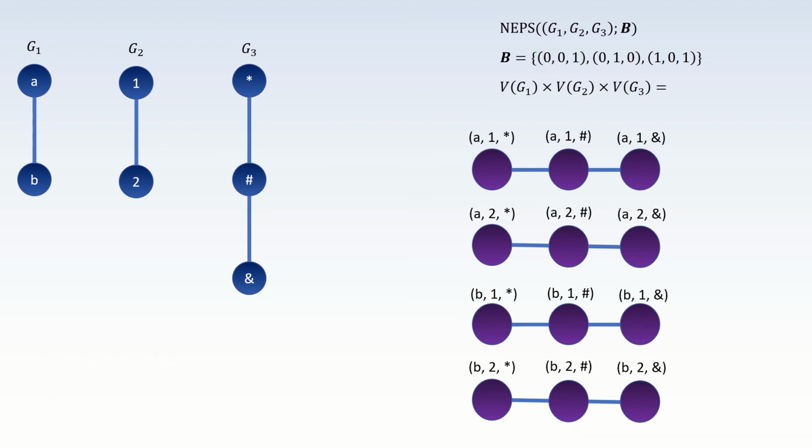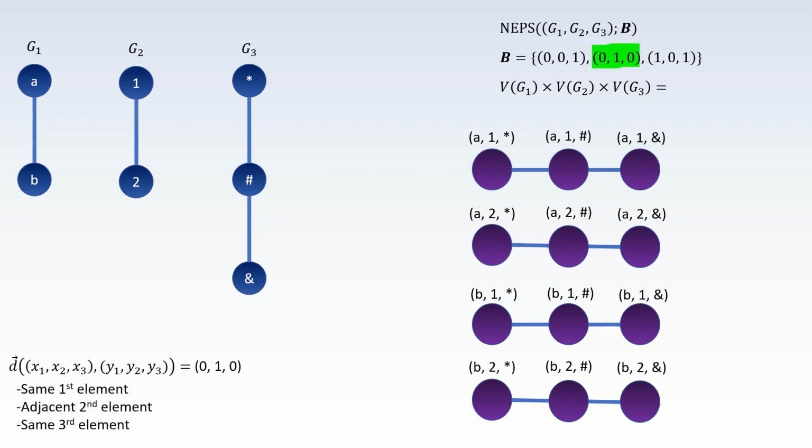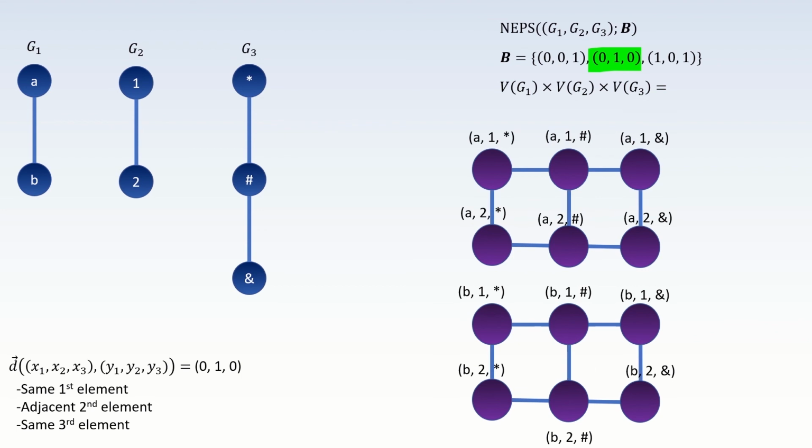Now let's look at the second distance vector, 010. Vertices with the same first and third elements, but adjacent second elements, will have this distance vector. I encourage you to find and connect all pairs of NEPS graph vertices that have this as their distance vector. Here are the new edges.